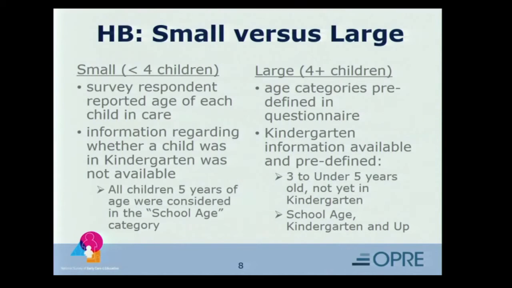In the case of the small home-based providers, survey respondents were given the option to report the age of each child that they take care of. And the age of that specific child is included in the restricted use data file. In the public use data file, we created homogeneous categories between small and large, so therefore all home-based providers have age of child reported in those 3 categories.